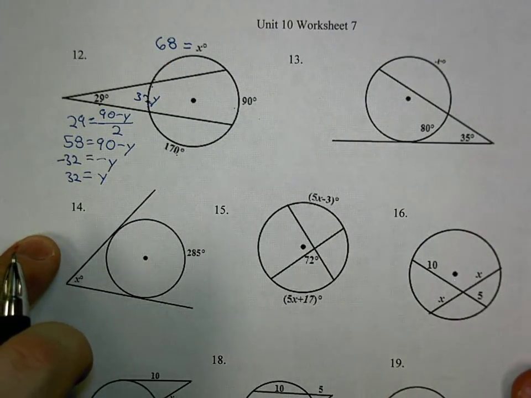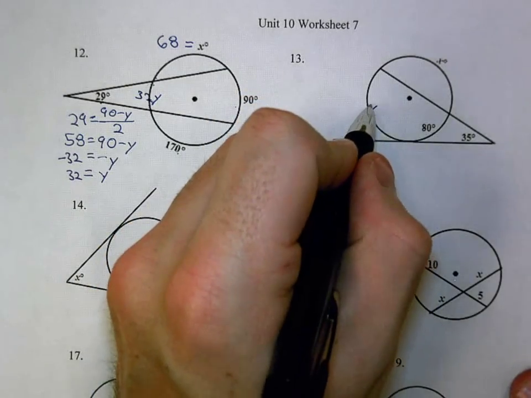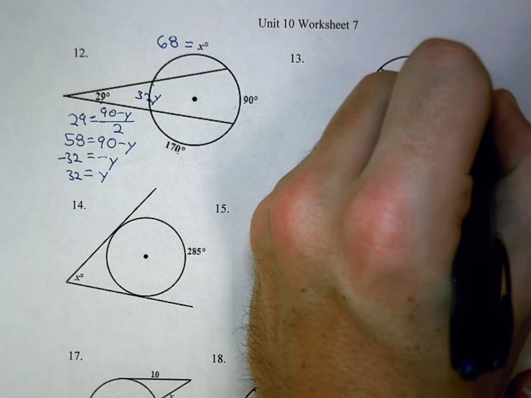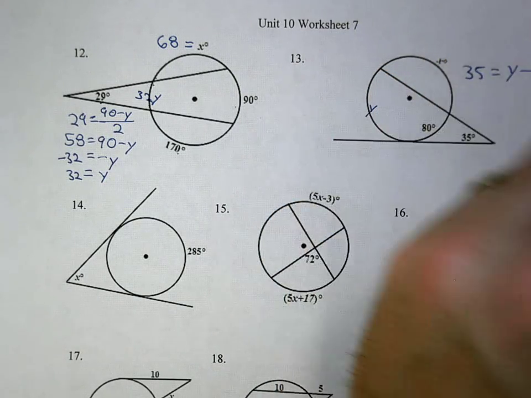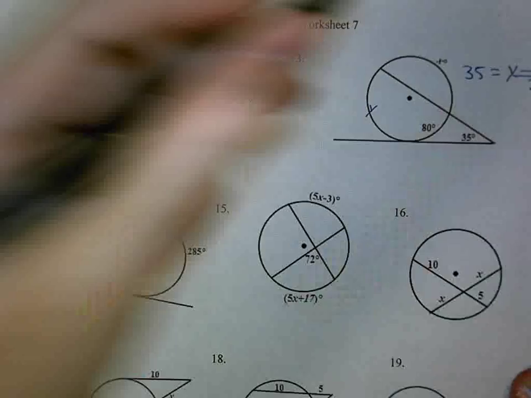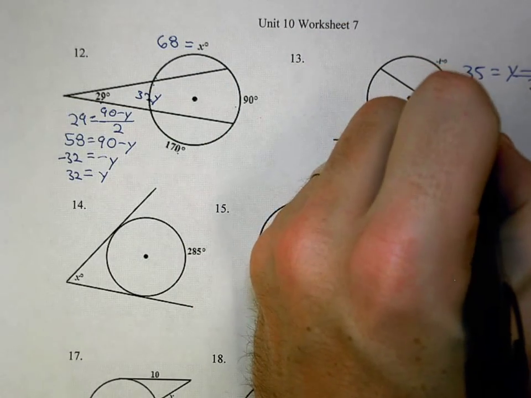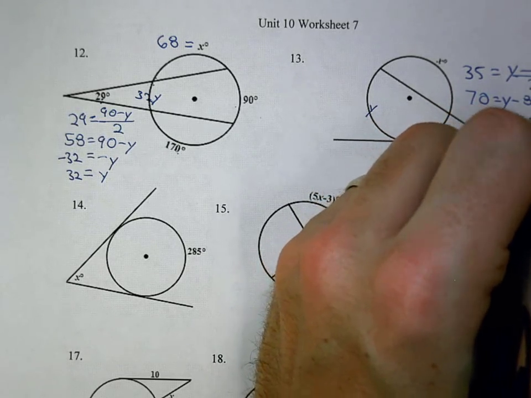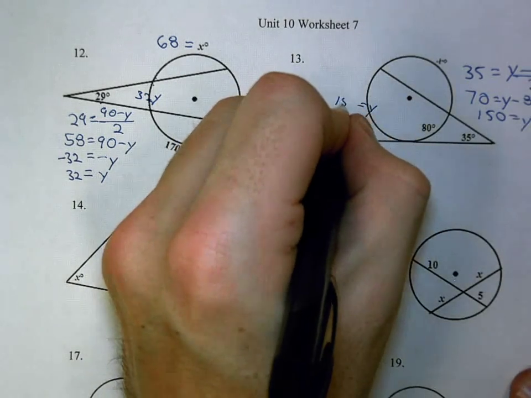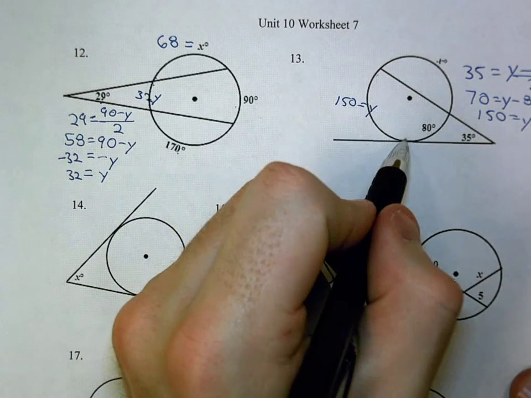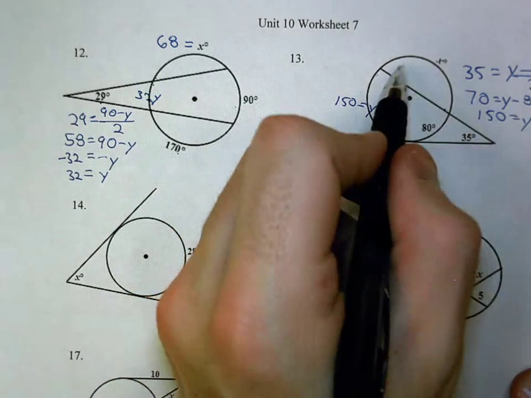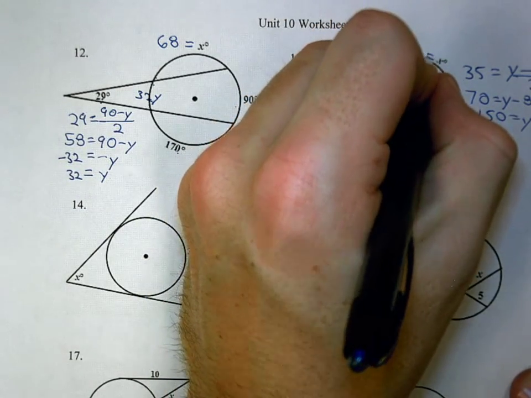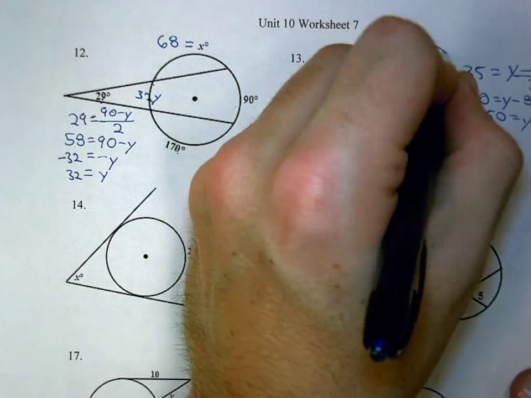For number 13, I'm going to need to first find this arc over here, y. Same process. It's going to be 35 equals y minus 80 divided by 2. That's 70 equals y minus 80, so 150 equals y. And now that I have that, I know 150 plus 80 is 230, which leaves me 360 minus 230 for x, and that turns out to be 130 degrees.